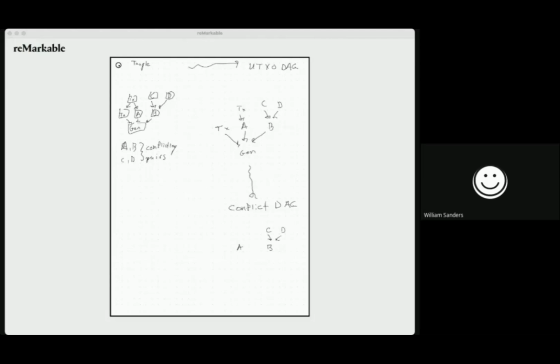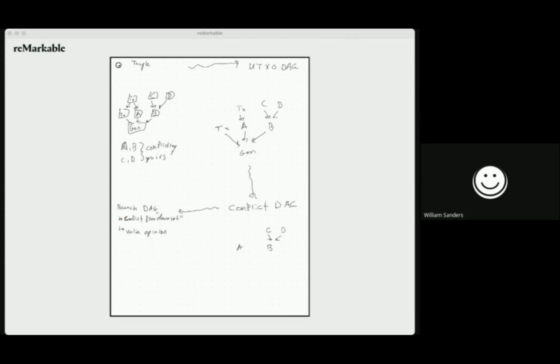All right, cool. Now from the conflict DAG, we can create yet another DAG, a fourth DAG. We're going to call it a branch DAG. Okay. The branch DAG is a conflict-free downset. Or another way of thinking of it is a valid opinion on the conflicts.